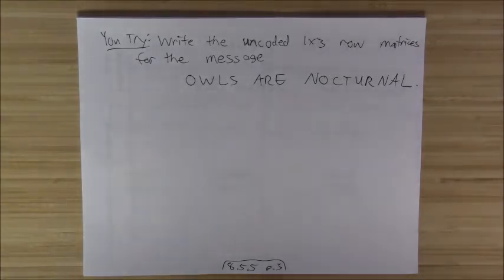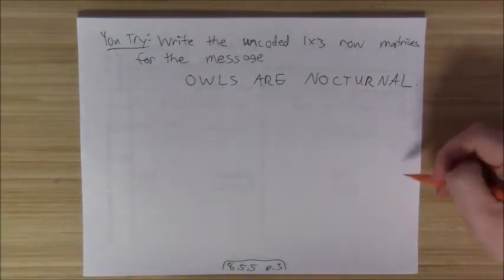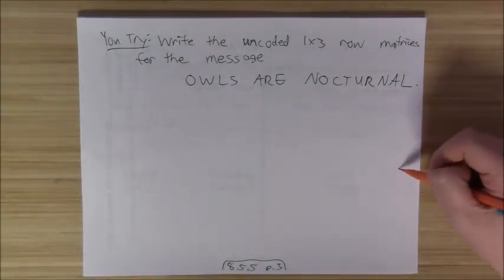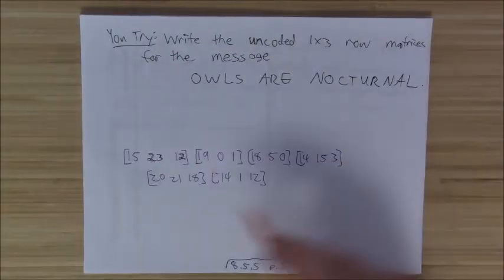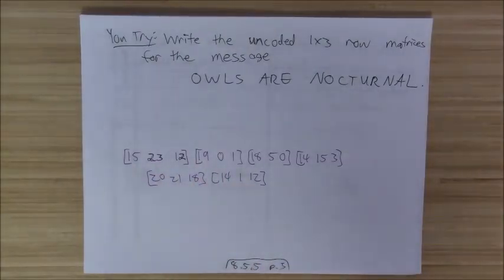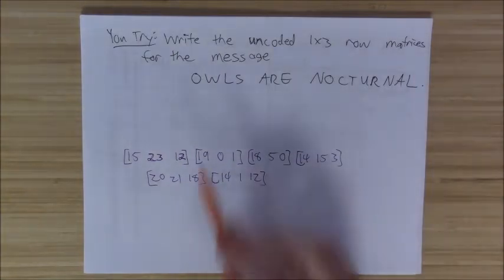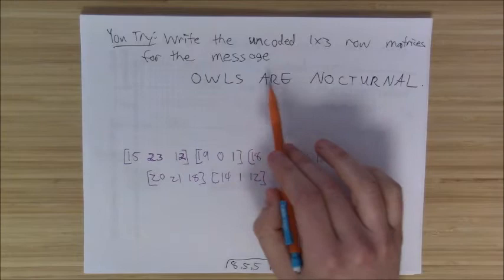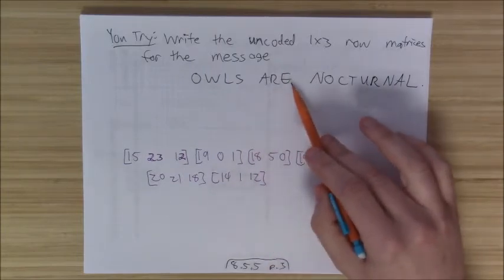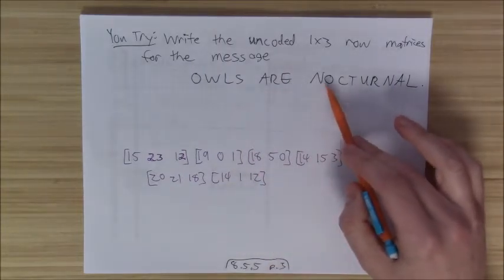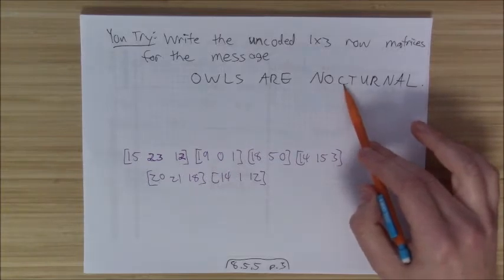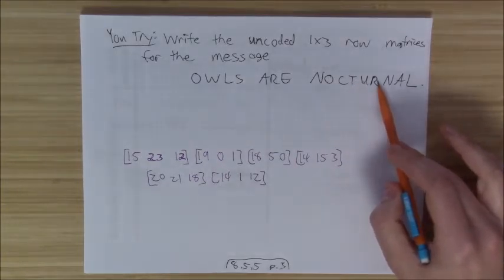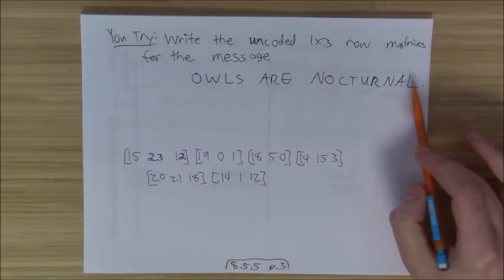Okay, now you can try to write the uncoded 1x3 row matrices for the following message, which is owls are nocturnal. On the count of 3, I'll reveal the solution. 1, 2, 3. And here is what you get when you do the encoding. Namely, you have 15, 23, 12, 19, 0, 1, 18, 5, 0, 14, 15, 3, 20, 21, 18, 14, 1, 12.